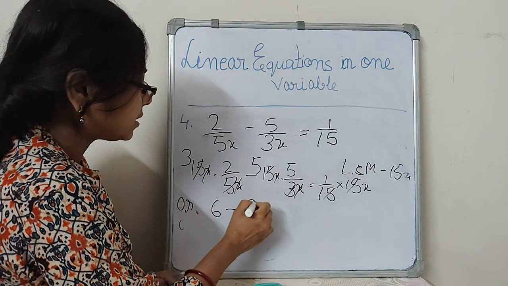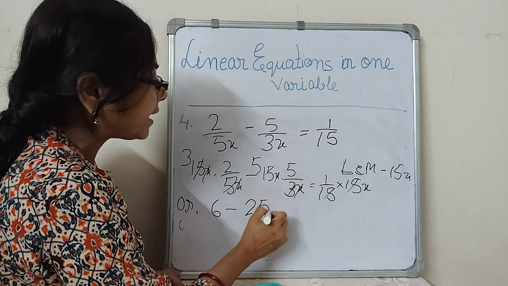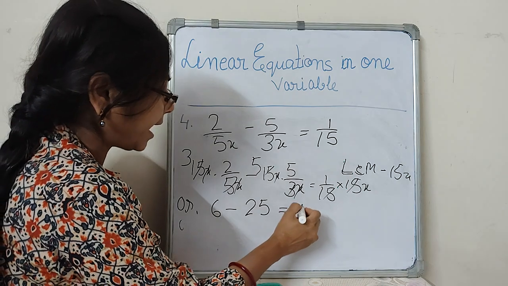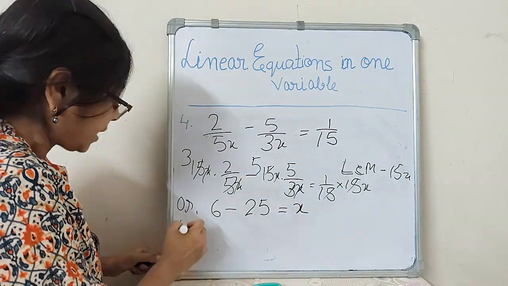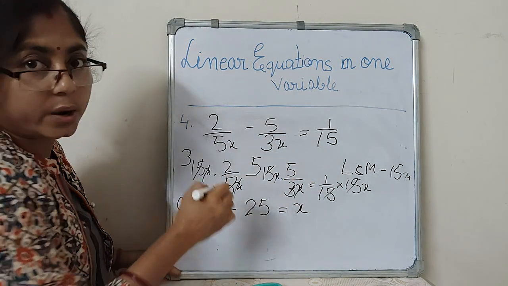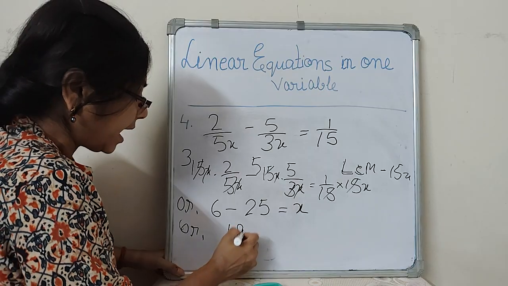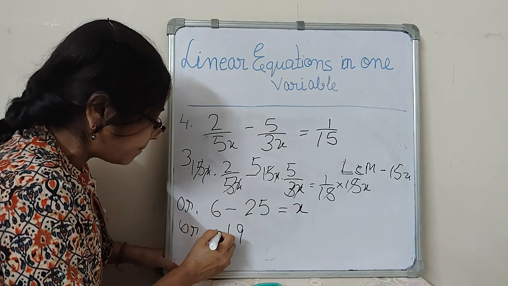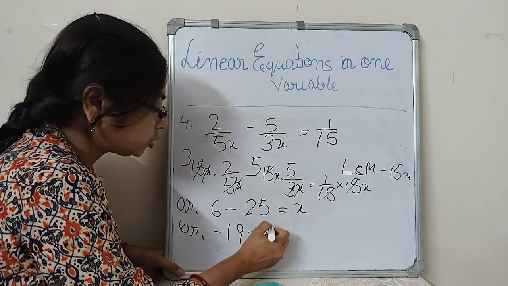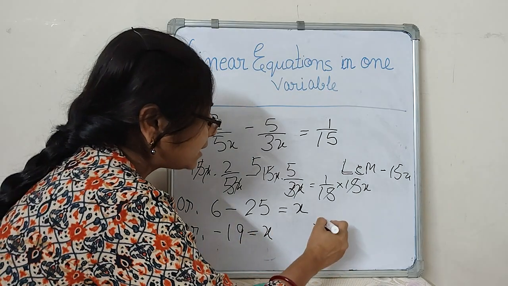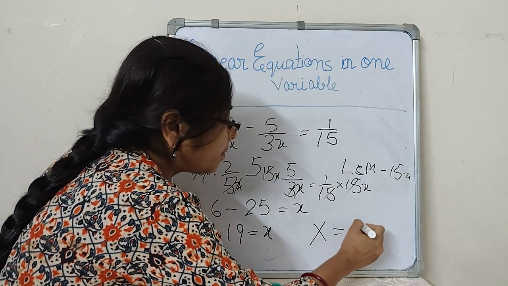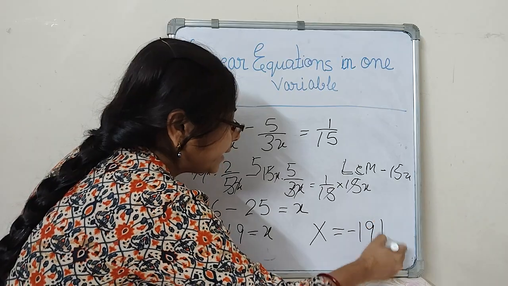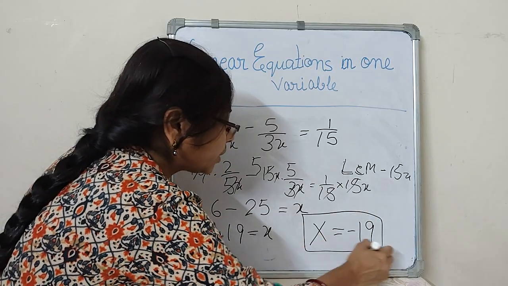Means what I am writing? 6 minus 25 is equal to x. Clear? 6 minus 25, it is 19. And 25 is a bigger number, so I take the sign. Minus 19 is equal to x. Then what's the result? x is equal to minus 19. It is our result. Okay?